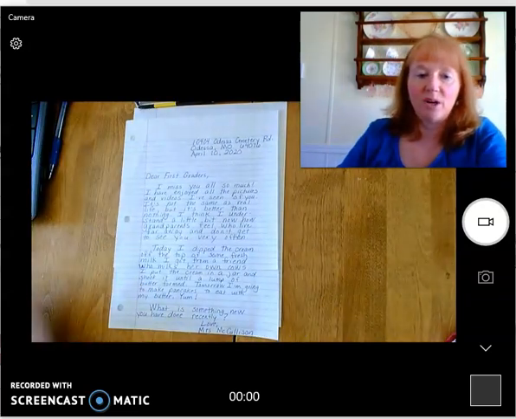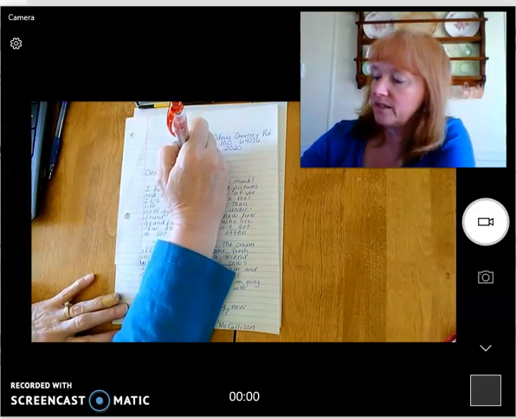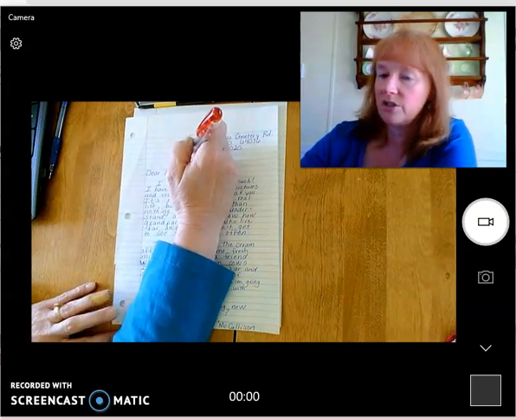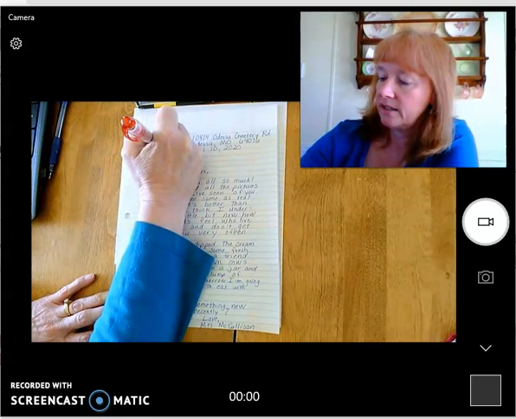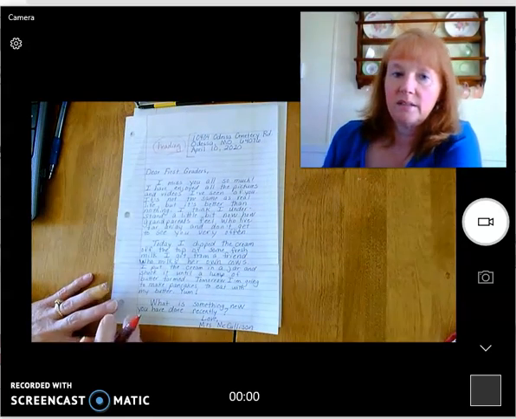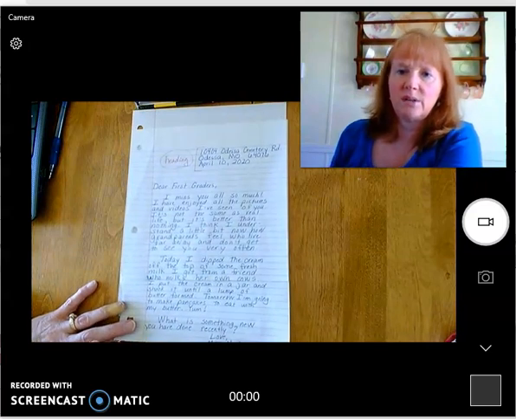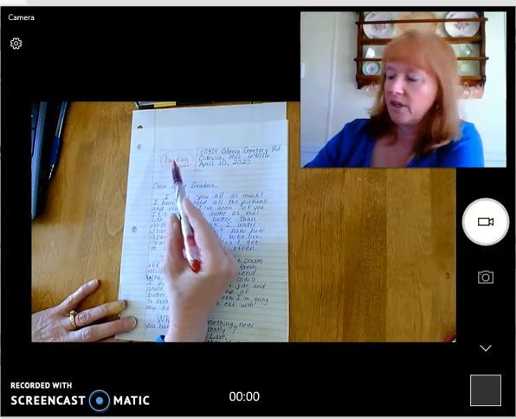Okay. Let's talk about what these parts of the letter are called. So do you remember what I said this part is called? Your address and your date. That is called the heading of a letter. Okay? Can you see that? I hope you can see that okay in the camera. The address and date at the top are called the heading.